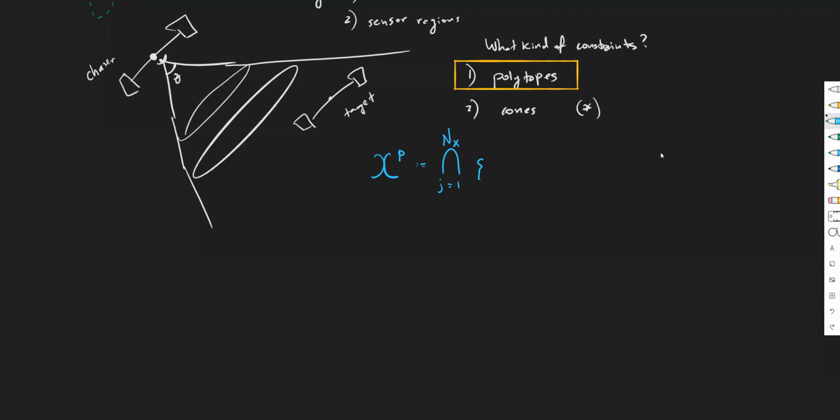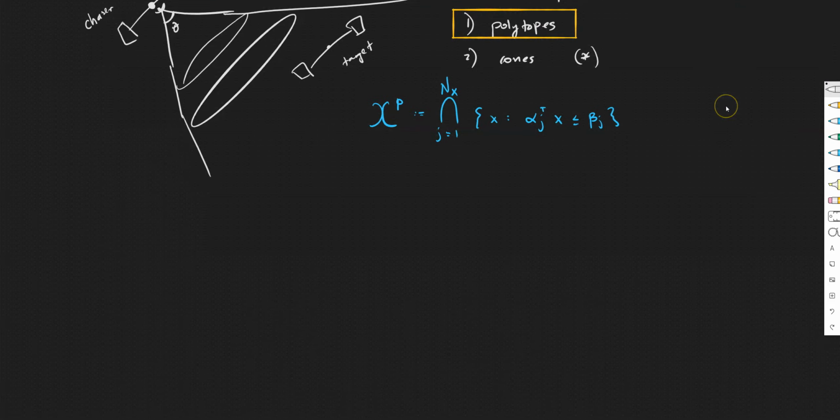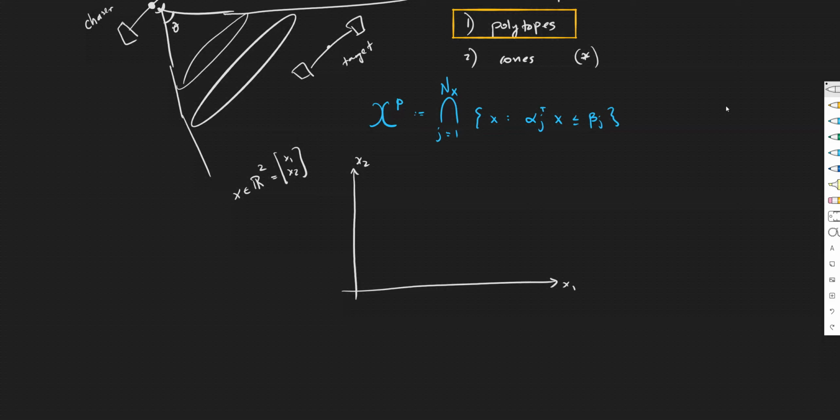And what is a half-space? Well, a half-space is just defined to be a linear inequality. So you see this linear inequality, alpha j transpose x is less than beta j. That's what is known as a half-space. And why is it called a half-space? Well, I'll show you pictorially. Let's say we're in the xy plane, and our state vector is just two-dimensional, so it's some x1, x2. And let's say this is the x2 axis, and this is the x1 axis.